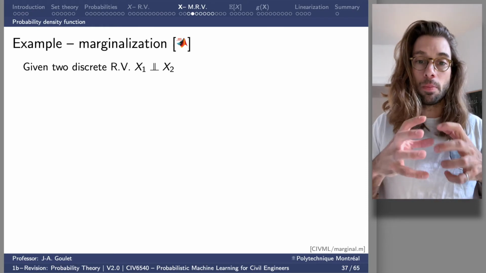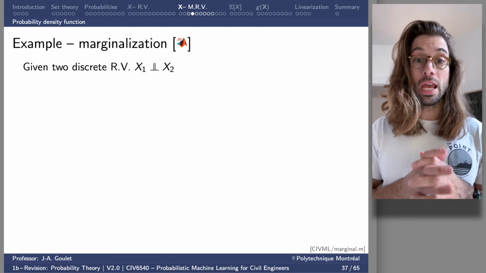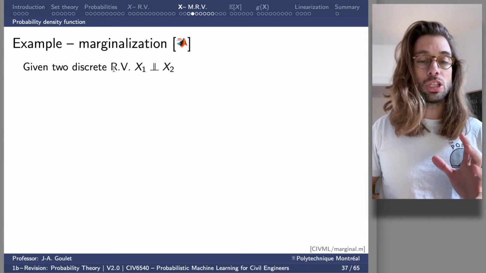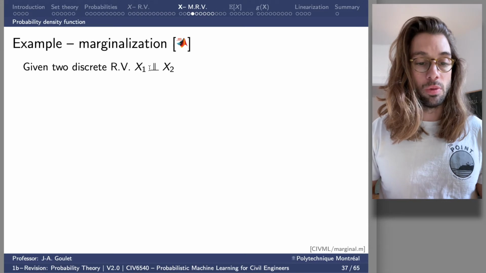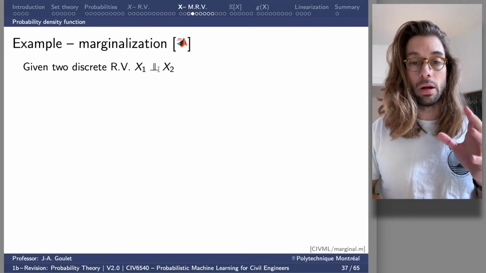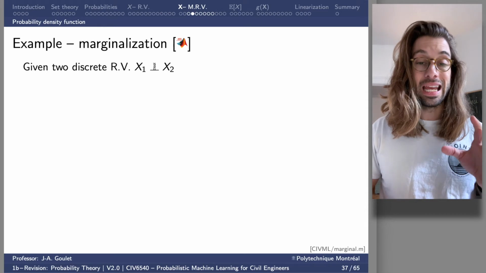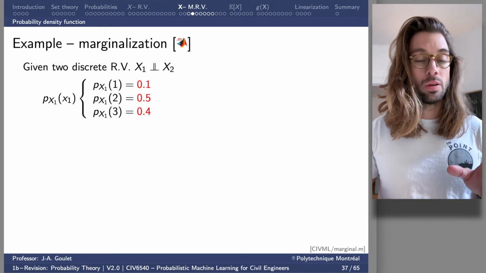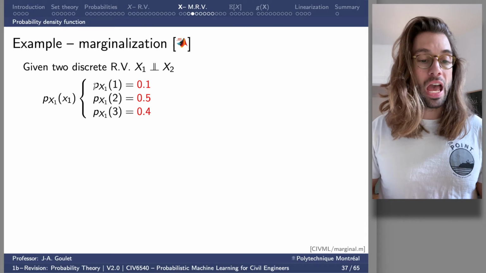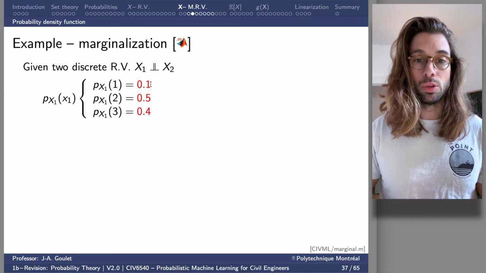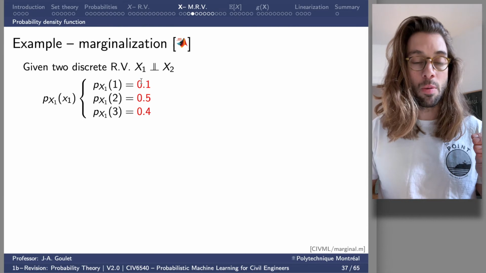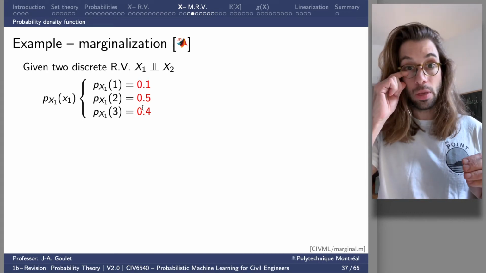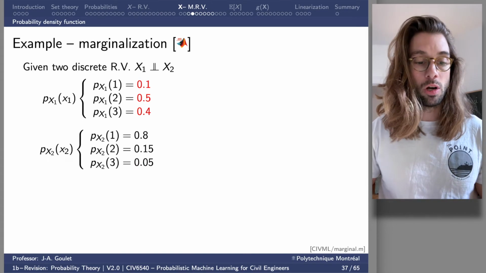Okay, let's put this operation of marginalization in application. So let's assume we have two random variables, x1 and x2. And here, as we've seen before, this symbol implies that x1 is statistically independent from x2. So this is my PMF for x1. I have a probability that x1 equals 1 is 0.1, the probability that x1 equals 2 is 0.5, and the probability that x1 equals 3 is 0.4. Keep in mind, if I sum over all the probabilities for all possible outcomes, it must give me 1. And here it indeed gives me 1.